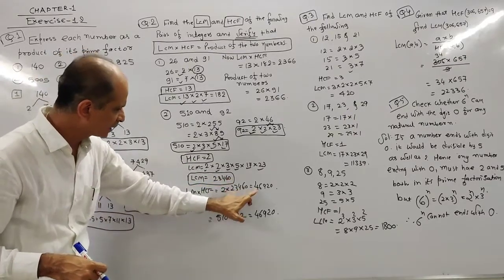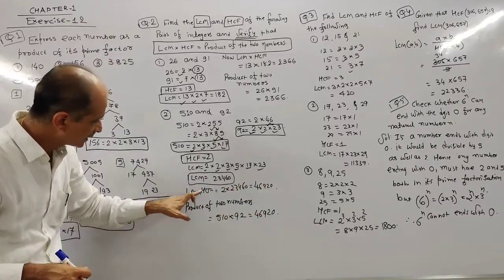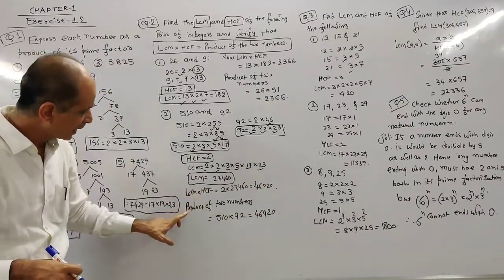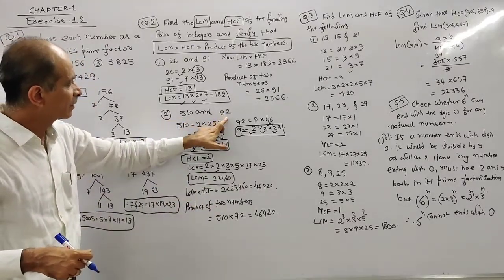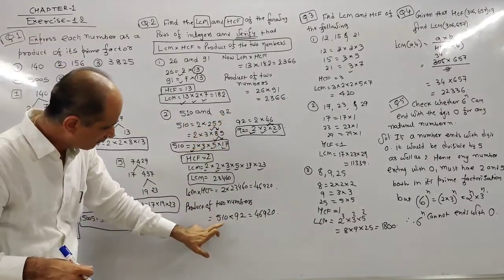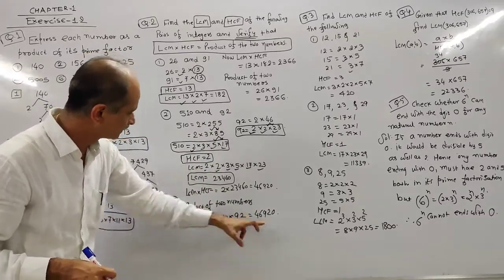23,460. So the answer is 46,920. That is your LCM into HCF. Now let me find out the product of two numbers. First number is 510. Second number is 92. So when you multiply 510 into 92, you get 46,920.